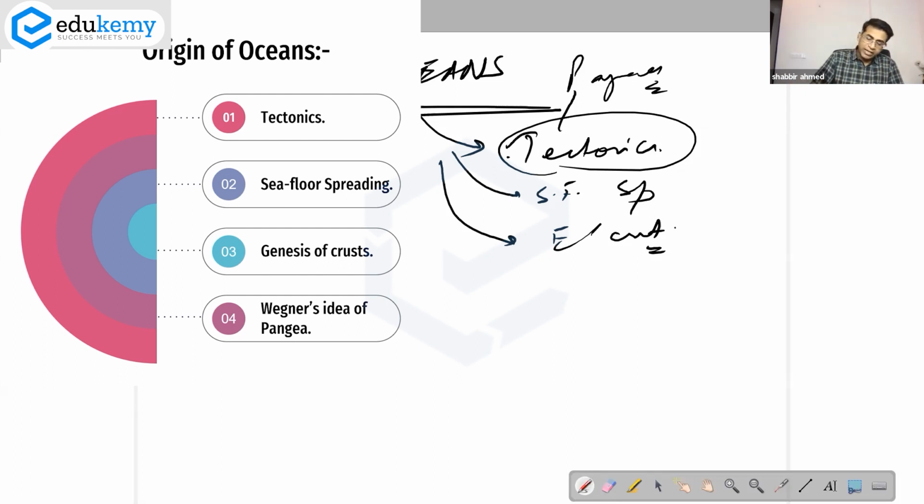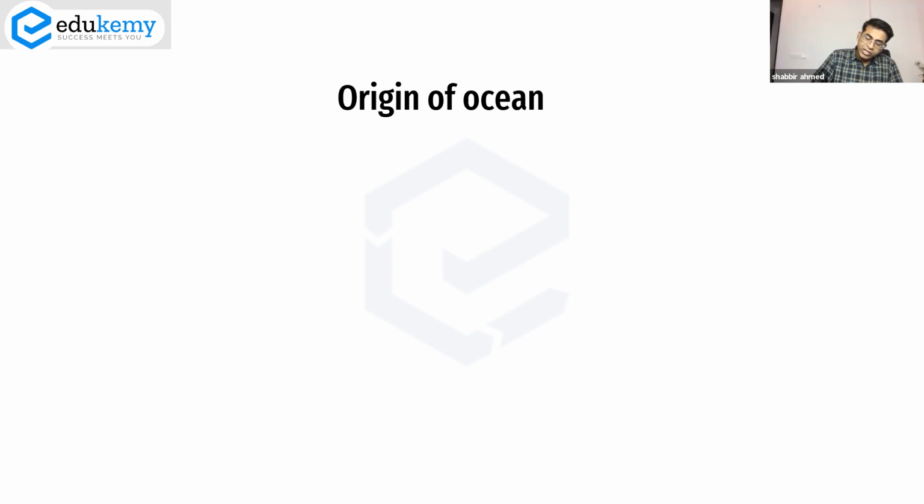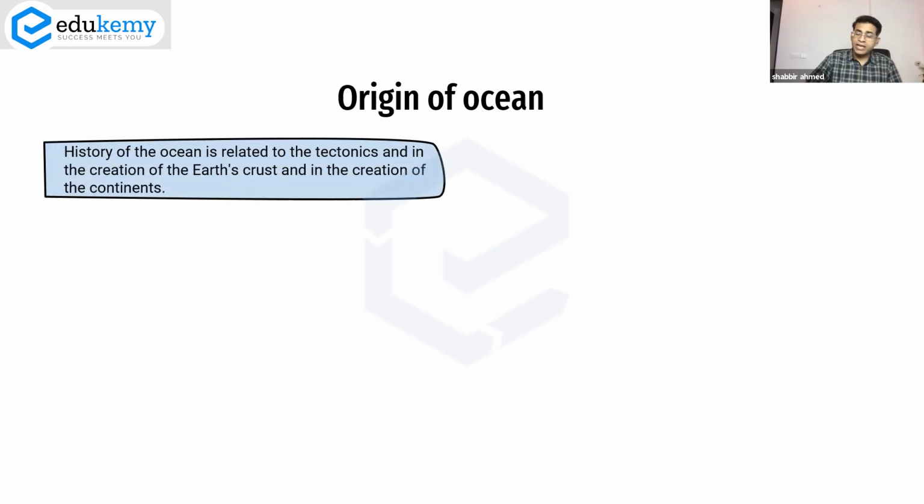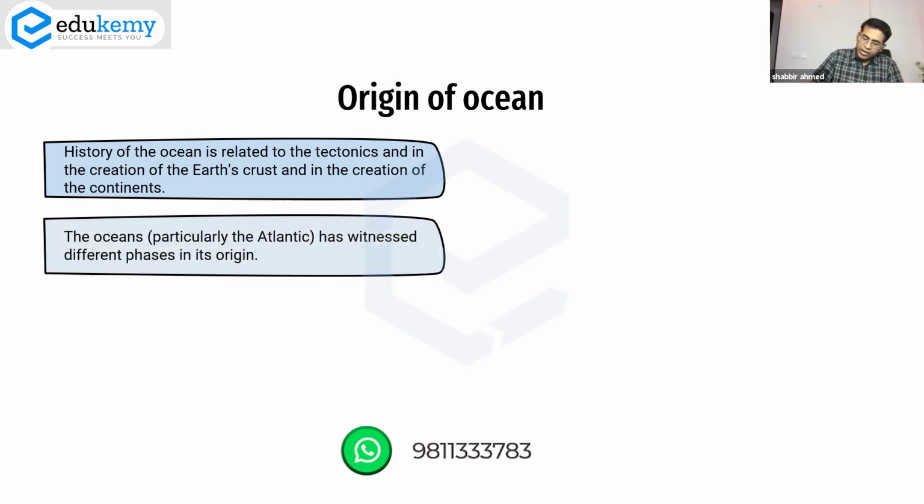You start with, you say that the history of the oceans is related to tectonics, and in the creation of the Earth's crust and in the creation of the continents. Okay, this is how you can start off. The history of the oceans is related to tectonics, the creation of the Earth's crust and the continents. The oceans, particularly Atlantic Ocean, has witnessed different phases in its origin.